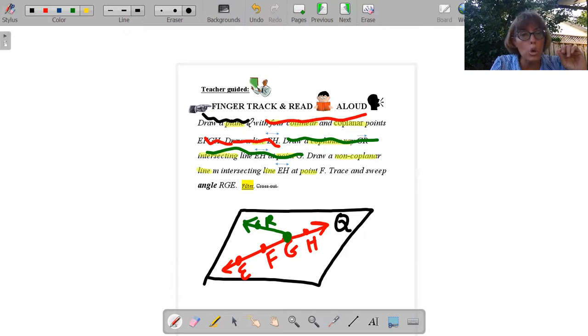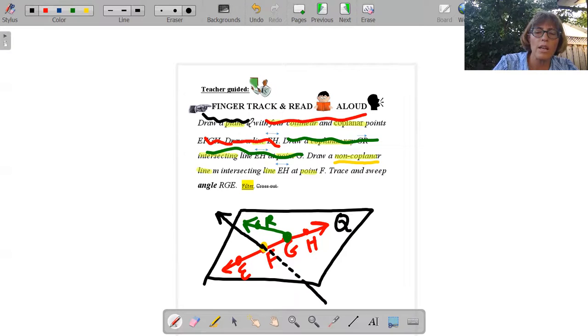Draw a non-coplanar line intersecting line EH at point F. Non-coplanar line. That means it's off the plane. That means you have a plane and the line is going to go through the plane, but not on it, through it. The way you represent that in 3D is like this. The line's going to go through, and then it's in 3D so you can't see it from behind and come through the other side. And that is line M.